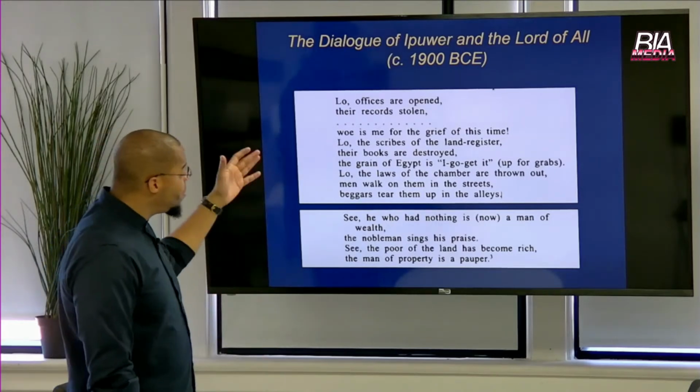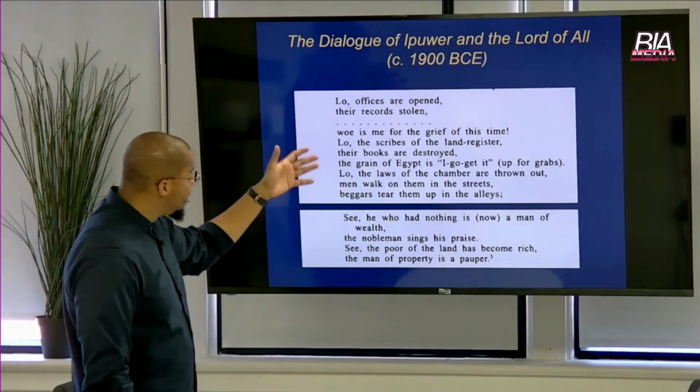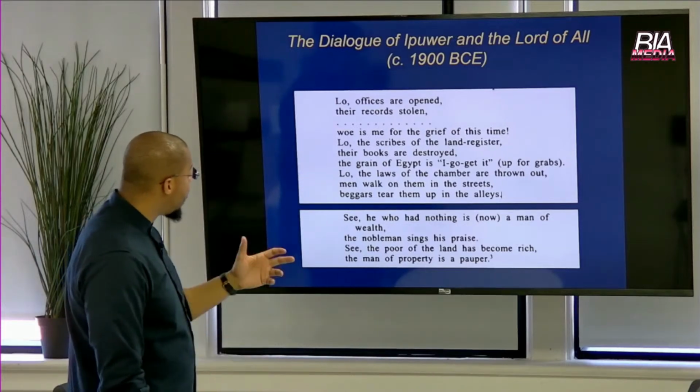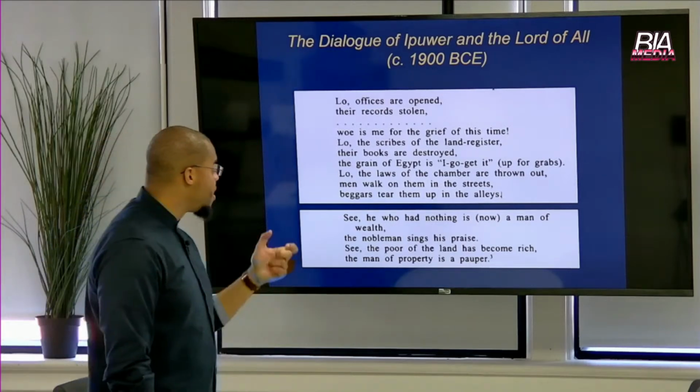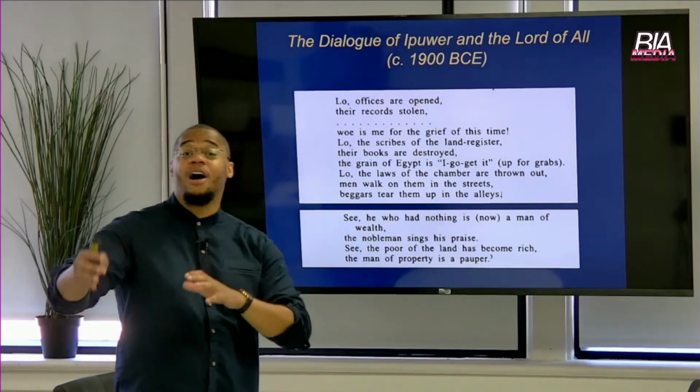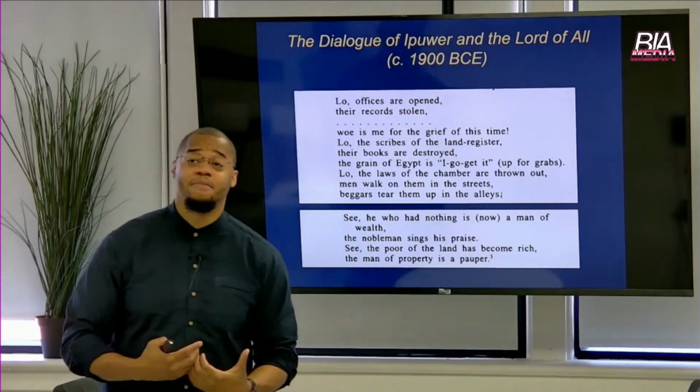See, he who had nothing is now a man of wealth. The nobleman sings his praise. See, the poor of the land has become rich, and the man of property is a pauper." So things are upside down during this intermediate period.